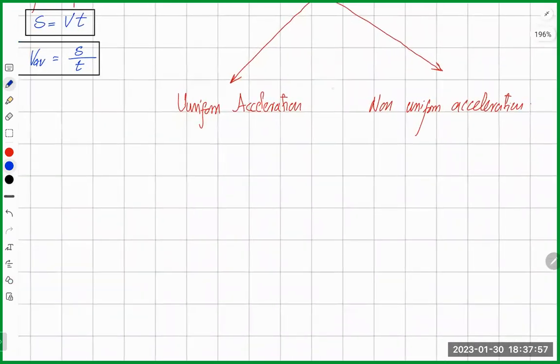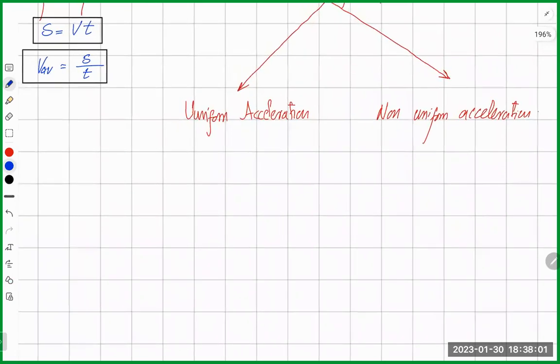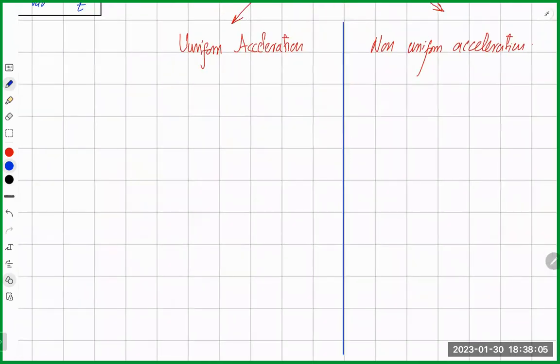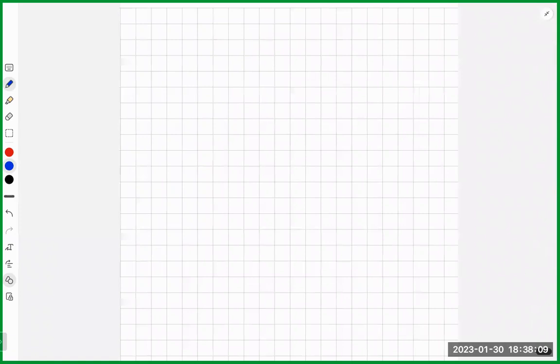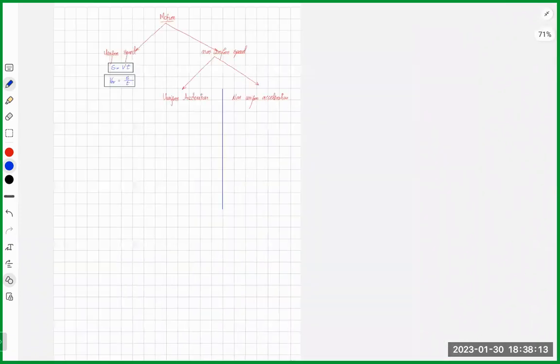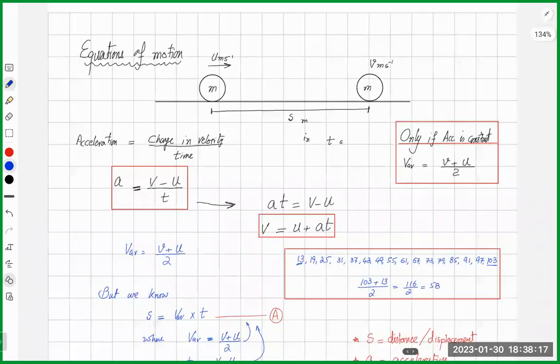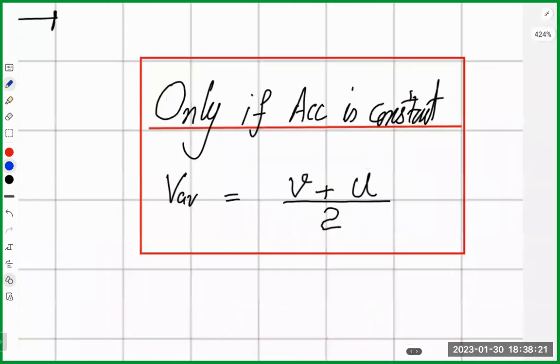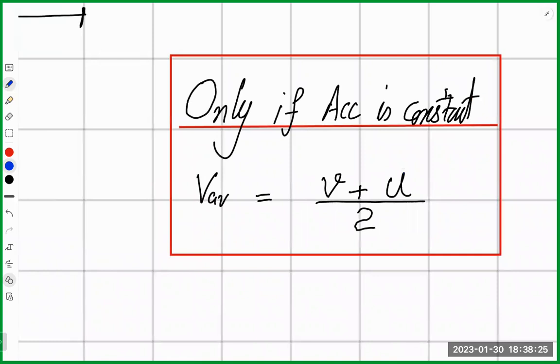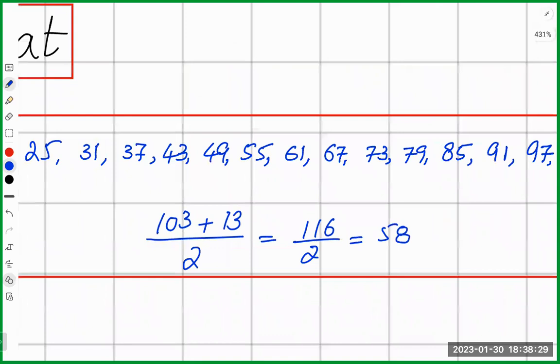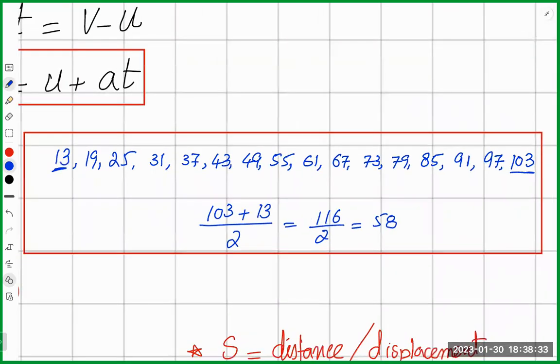If an object is moving with a uniform acceleration, in that case, all equations of motion become handy. If you remember, in the last lesson, we were discussing the equations of motion where we proved them. We discussed that only if acceleration is constant, average velocity is initial velocity plus final velocity divided by 2. I gave you an example that if numbers are changing with a uniform difference, the average of first and last is the average of all the numbers. You don't need to add all the numbers and then divide by the number of numbers. Instead, you just add the first and last number, the sum is divided by 2, and that will give you the average. But this only applies if the difference is uniform.